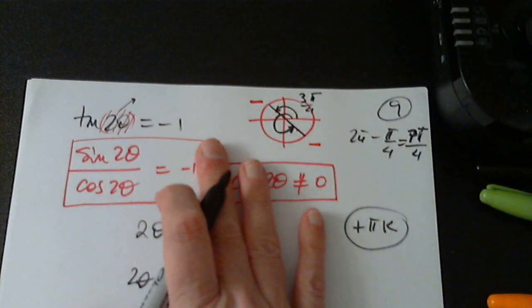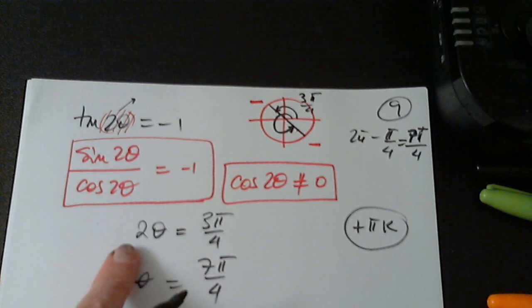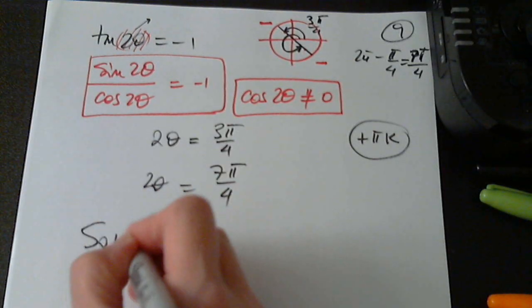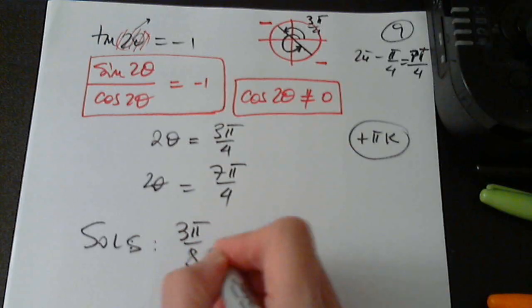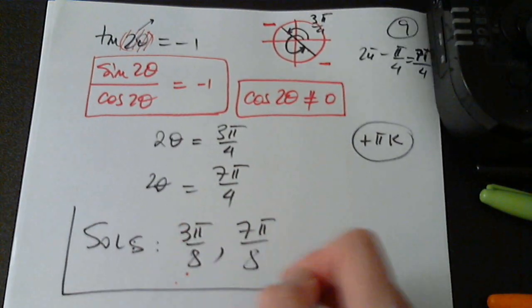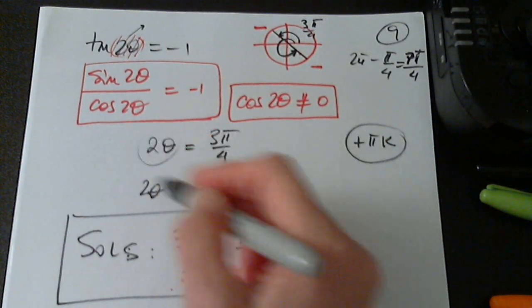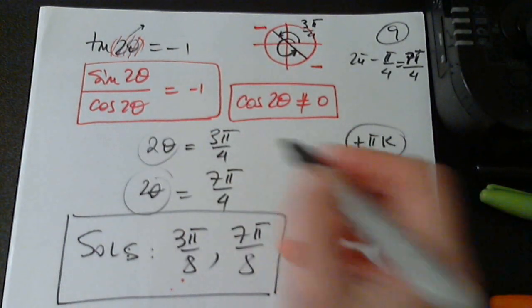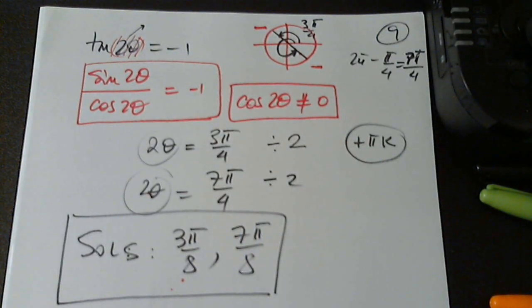This is 2 theta, but I have to solve for theta, which means I have to divide both sides by 2. So the actual solutions are 3 pi over 8 and 7 pi over 8. Because I obtained the solutions for 2 theta, but I have to divide both sides by 2 in order to find theta.